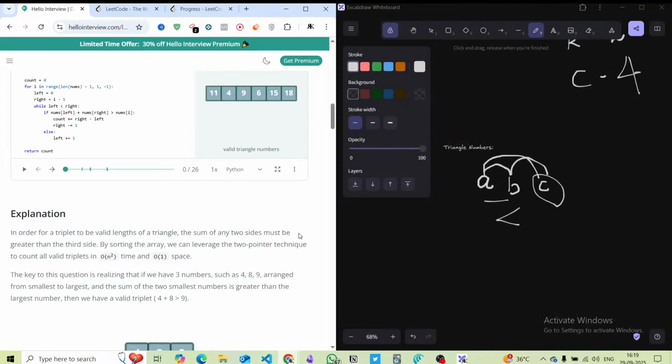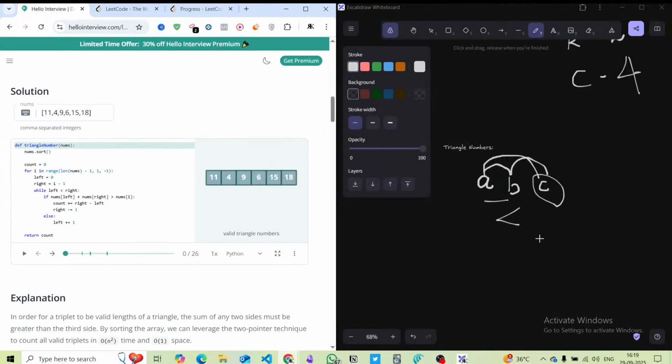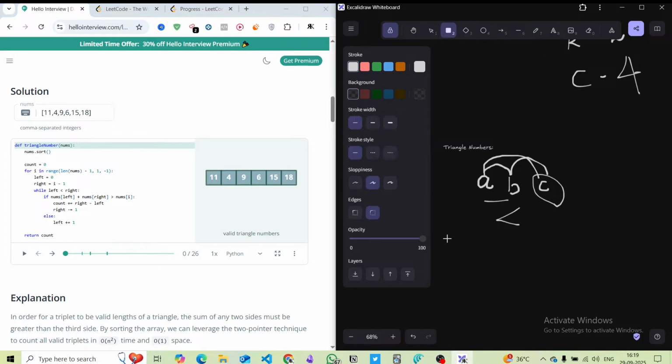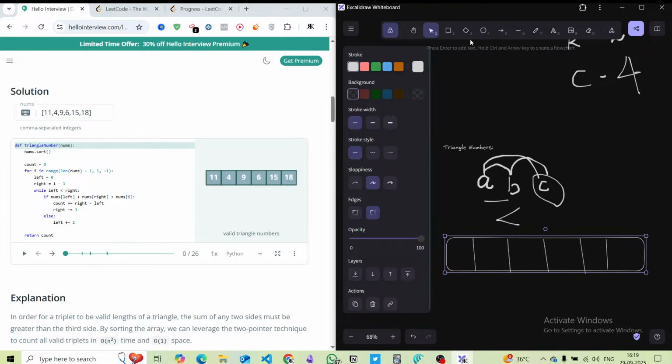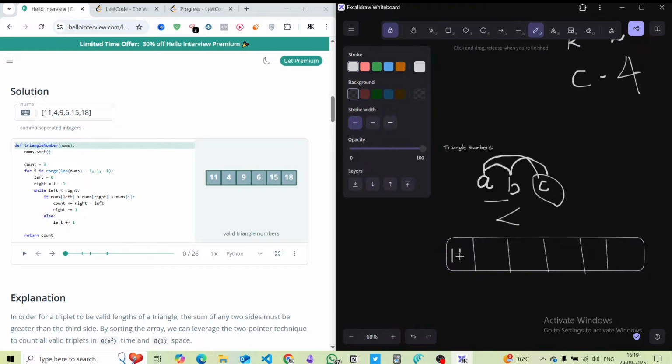Okay, so we move on to solve the triangle numbers. I just leave it here. We have a set of numbers here: 11, 4, 6, 15, then 18.